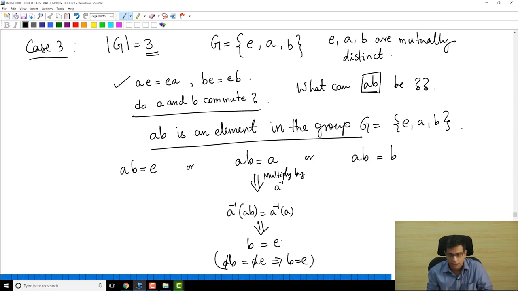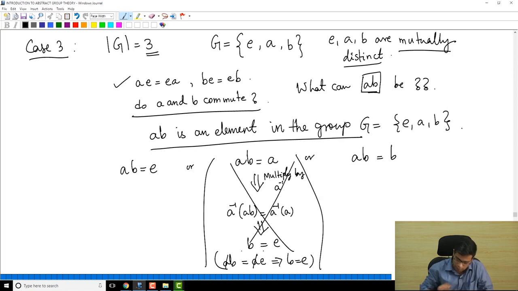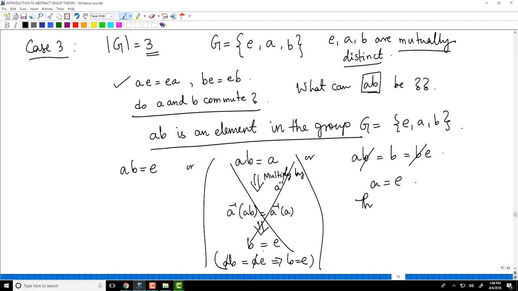But is B equal to E? Certainly, B is not equal to E because they are distinct elements. So, this is not possible. I will say that. So, AB cannot be A. Similarly, AB cannot be B because the cancellation property says B is equal to BE. I cancel B and I get A equals E, right? But this cannot happen.